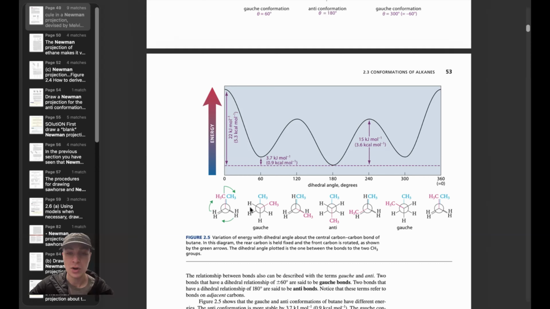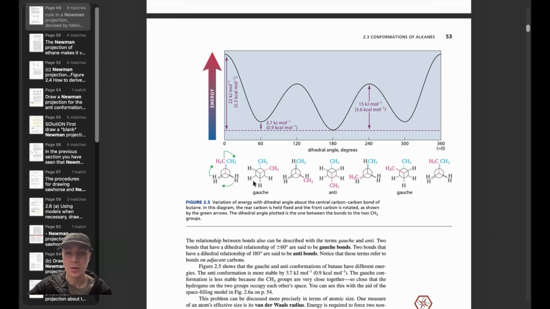And again, gauche is going to be higher energy compared to the anti, but it's still a local minimum on this energy diagram. So whether you have the two CH3 groups in this case being eclipsed, or you have a CH3 and an H eclipsed, both of those are going to at least be local maxima. But the two CH3s eclipsed is the absolute maximum.